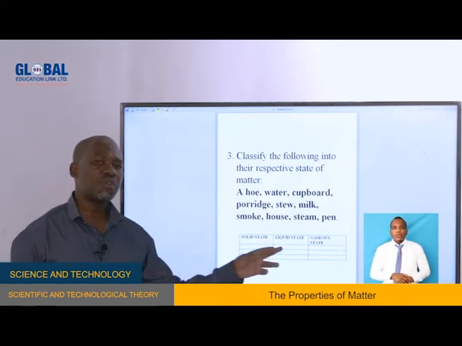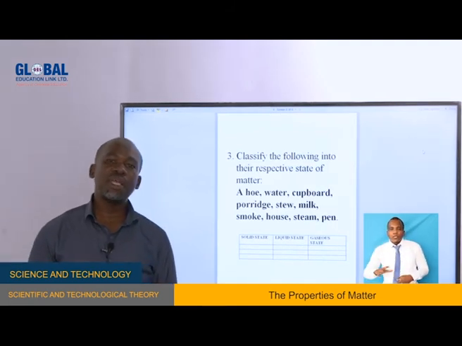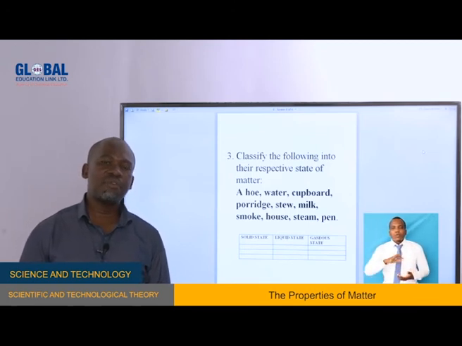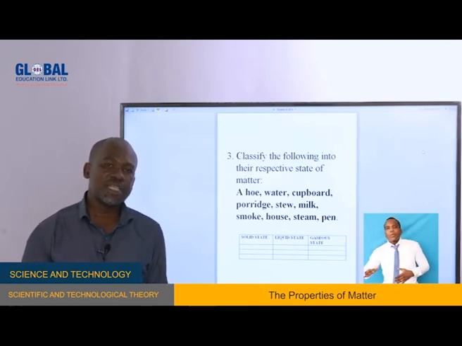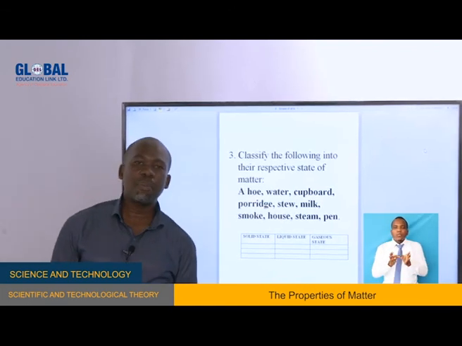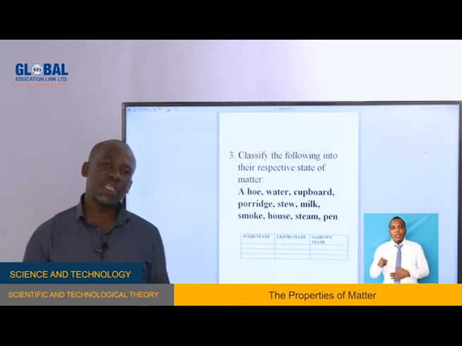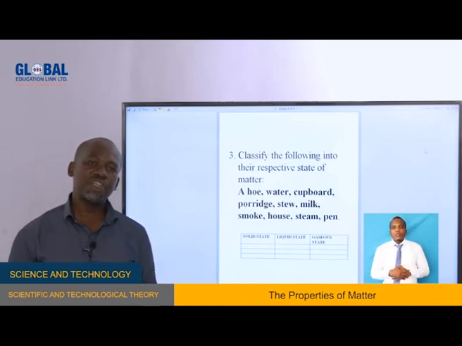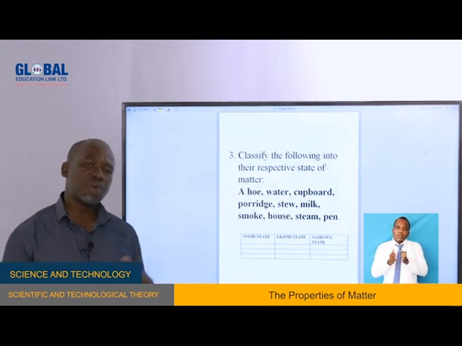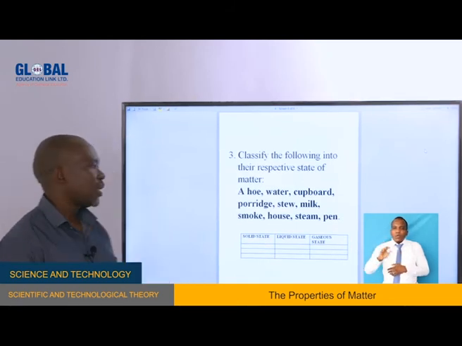Water. Water falls under the liquid state. Why? Because water is flowing. Water doesn't have a definite shape, it takes the shape of the container. Cupboard. Cupboard falls under the solid state. Why? Because a cupboard is hard, it has a definite shape, and also the particles that make a cupboard are very close and tight to each other.